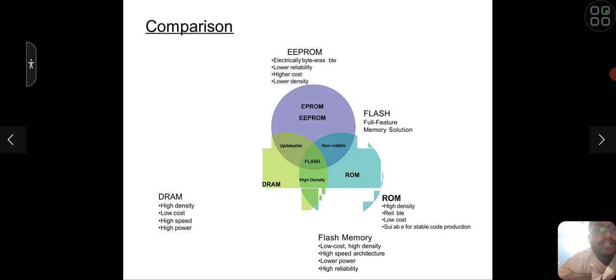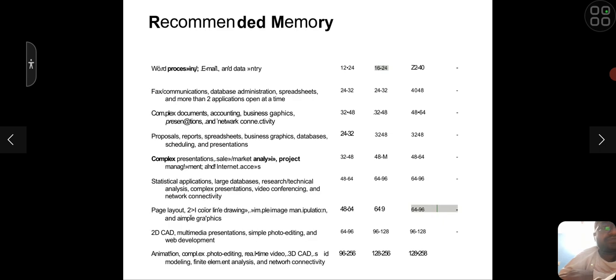The comparison: EEPROM means electrically erasable programmable read-only memory. It has the highest cost and lower density. Flash memory is also a full-featured memory solution. ROM is high density, reliable and low cost, so suitable for code production. DRAM is high density, low cost, high speed and high power. Flash memory is low cost, with high speed, lower power and high reliability. These are the recommended memories.